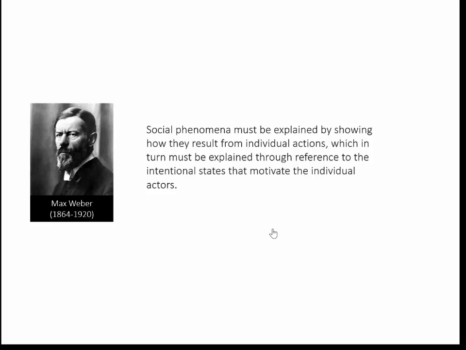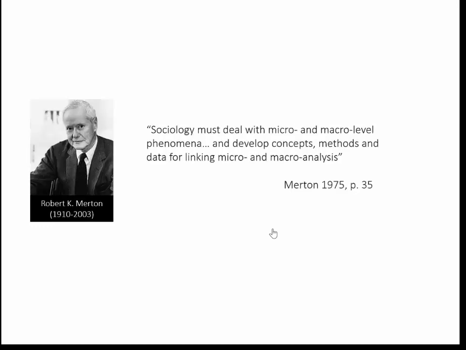So in here, there's already a Coleman boat in here. You'll see later on what I mean by that. But he says that for social phenomena, we need to think about the individual actions that bring that about, and the individual actions themselves need to be thought about through the states that motivate those individuals and how they come about. And there you see how macro situations again affect individuals. Robert K. Merton is more explicit about this link. He says sociology must deal with micro and macro level phenomena and develop concepts, methods and data for linking micro and macro analysis. And this is where I think the real value added is in sociology that other disciplines don't really do: linking these things together.